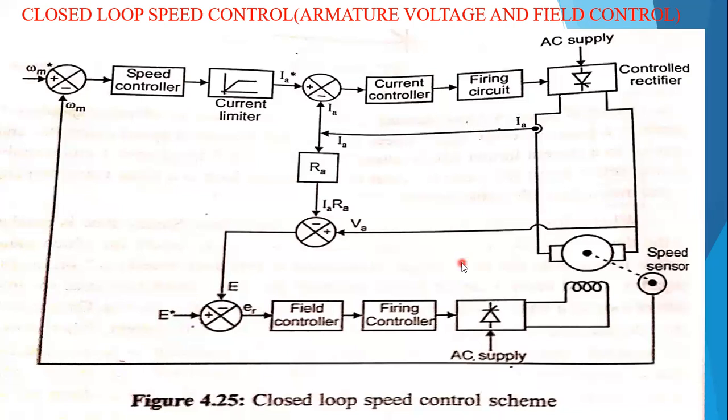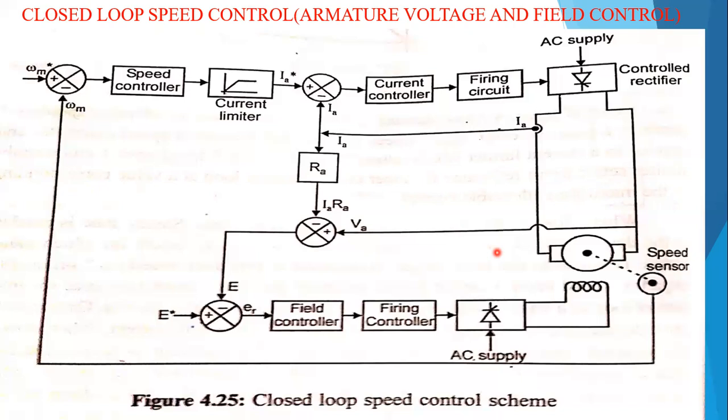Understood? This drive operates at constant field current and variable armature voltage below base speed. And above the base speed it is constant armature voltage and variable field current. This is called above the base speed.